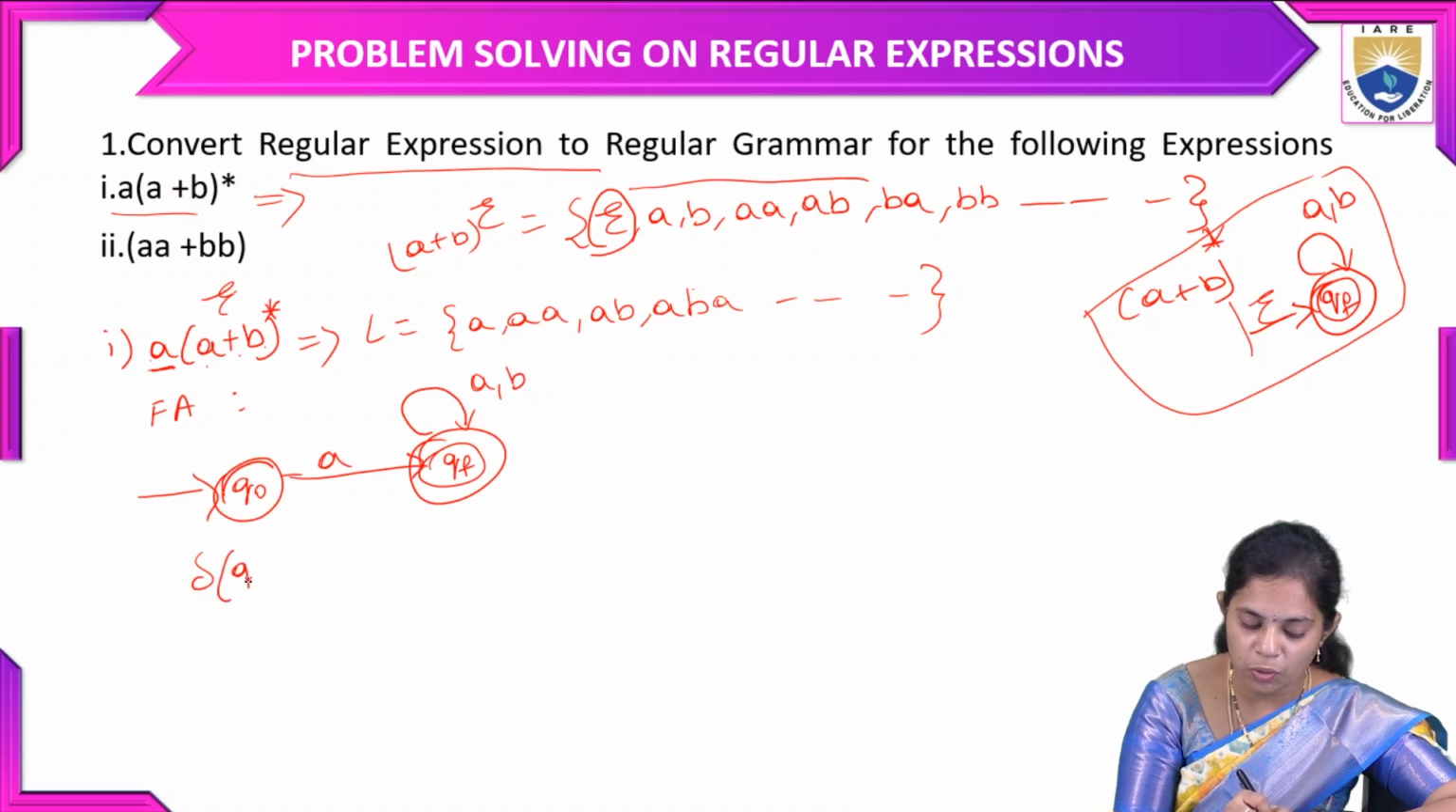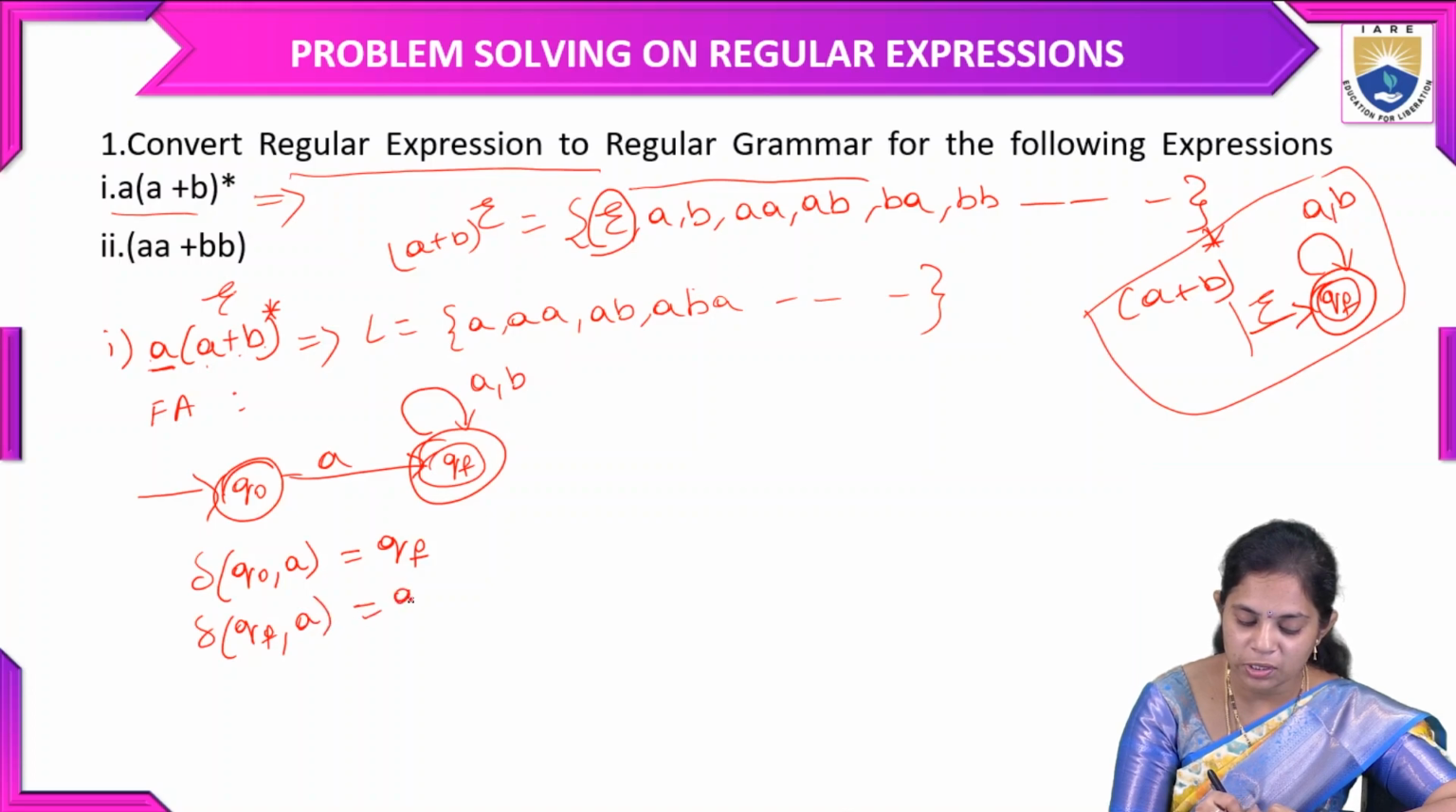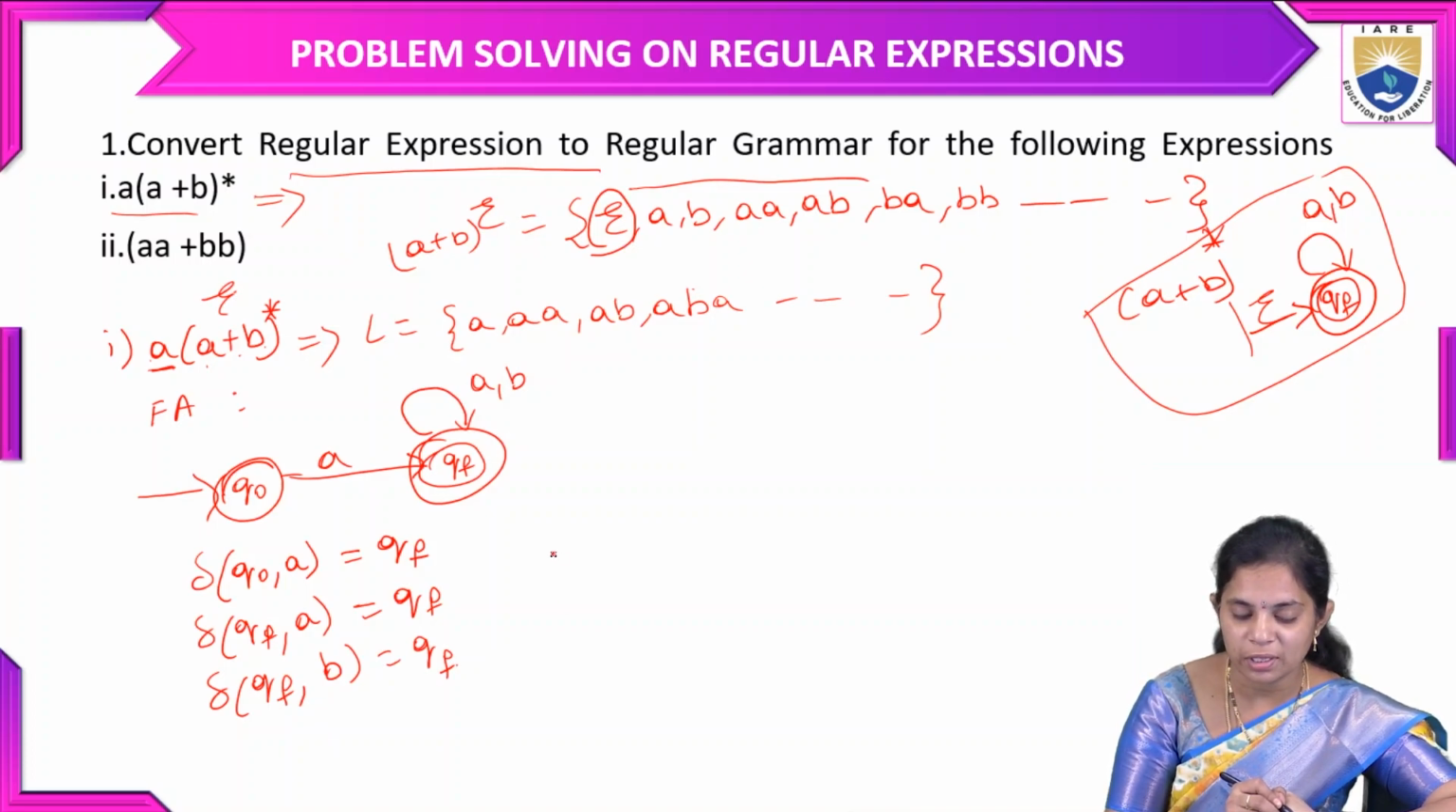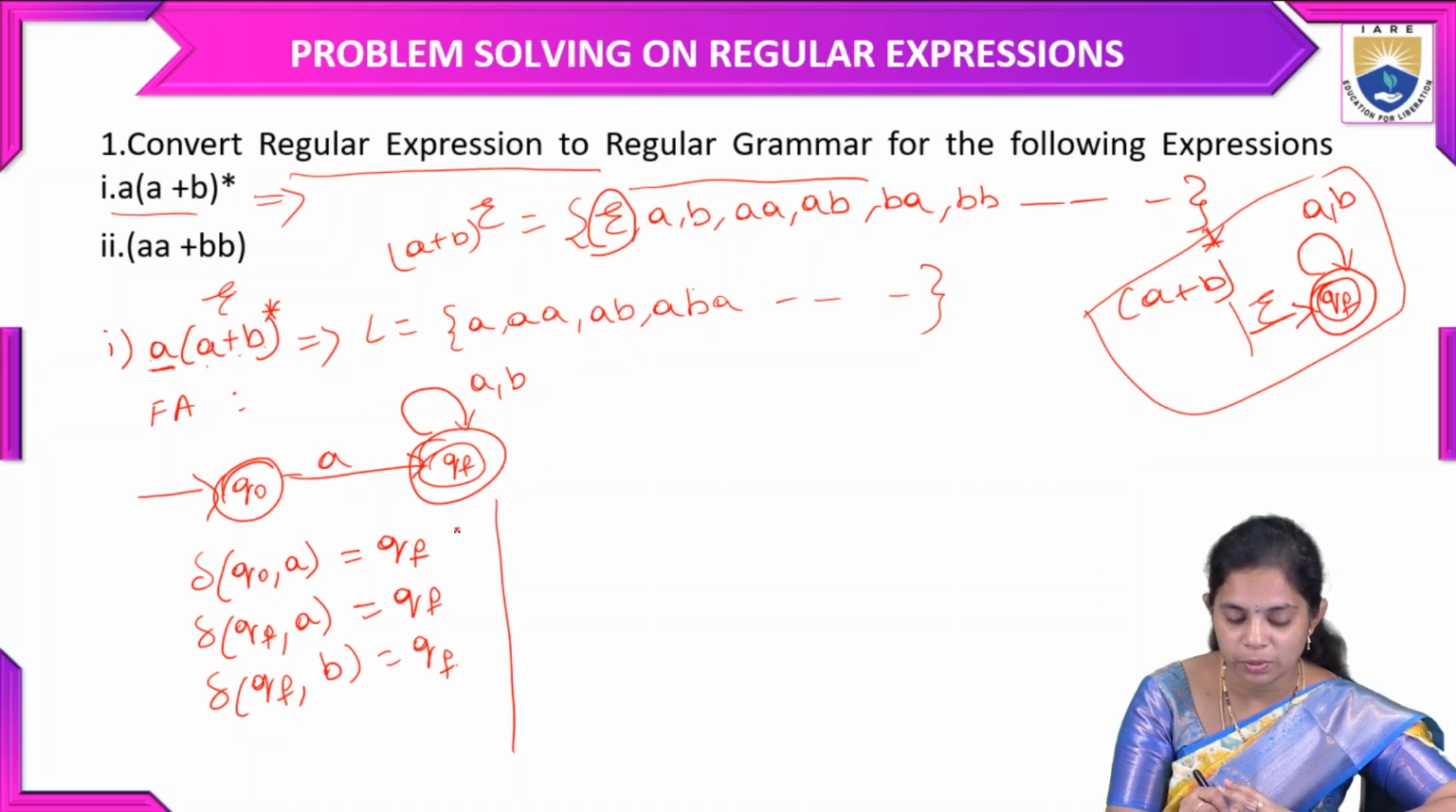So here, transition of q naught comma a, it is reaching the qf. And for qf, we have the value of a, and it is reaching the qf only. And transition of qf comma b, it is reaching the qf only. So with the three inputs, it is reaching the final state. And now we have written the transition function. So we need to write the production rules. By seeing these transition functions, we can write the production rules.